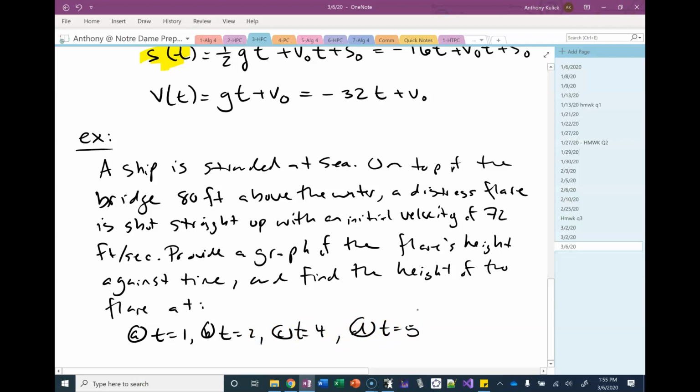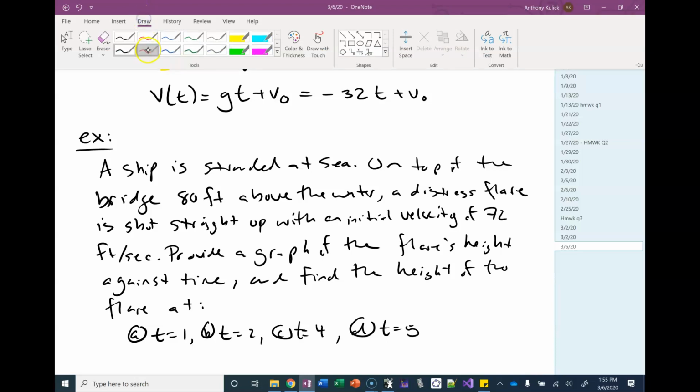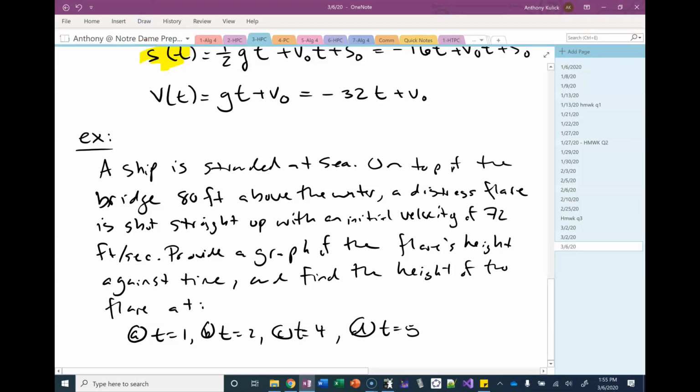Okay. So here we say that a ship is stranded at sea on top of the bridge, 80 feet above the water. Distress flare shot straight up with an initial velocity of 72 feet per second. Provide a graph of the flare's height against time and find the height of the flare at times 1, 2, 4, and 5 seconds.